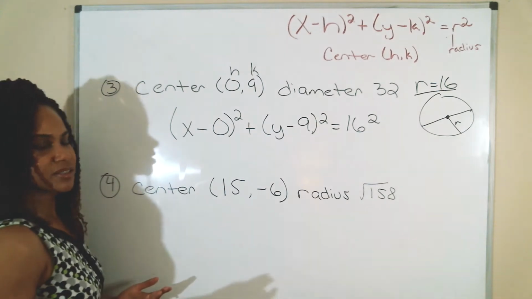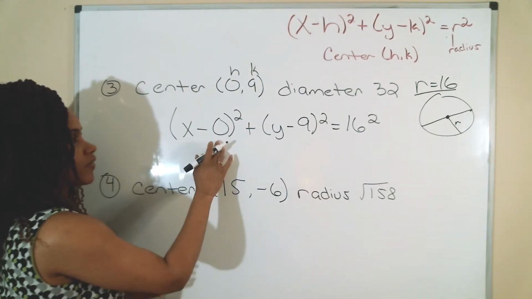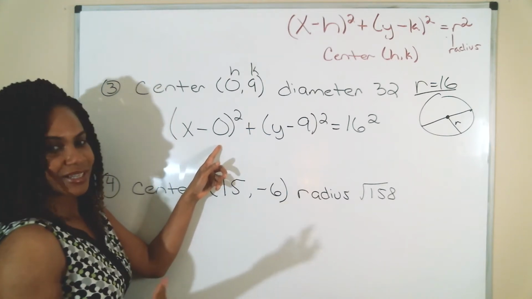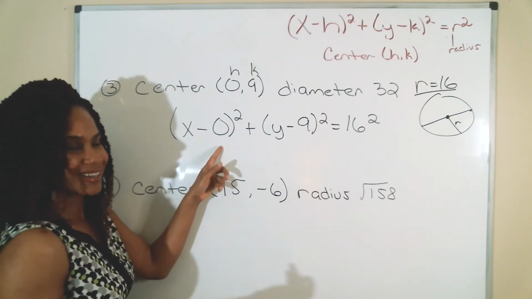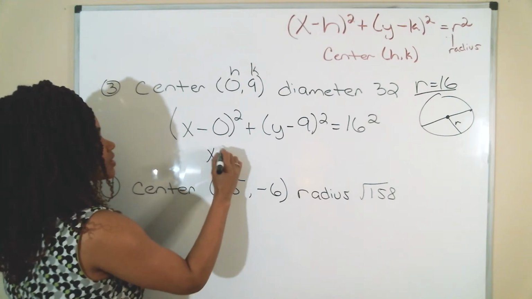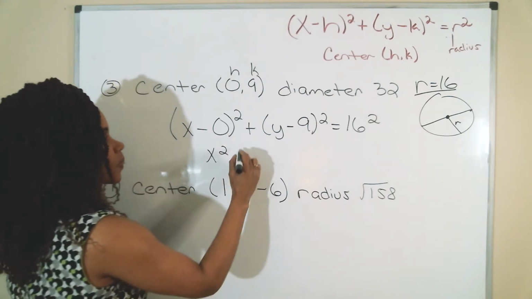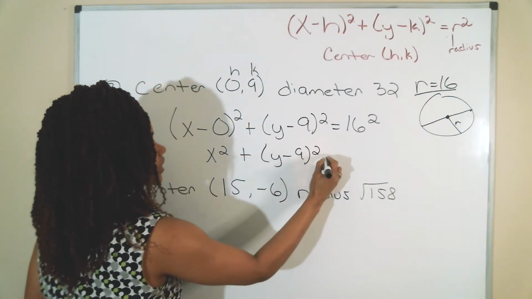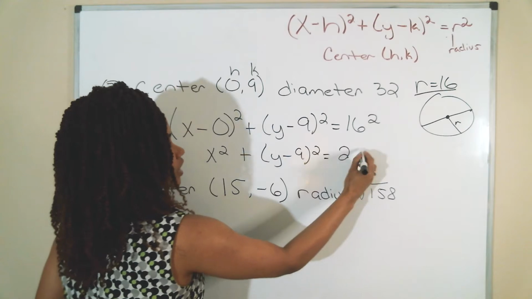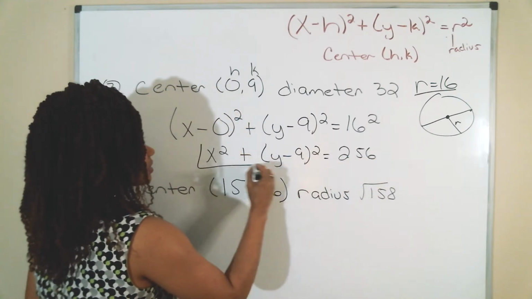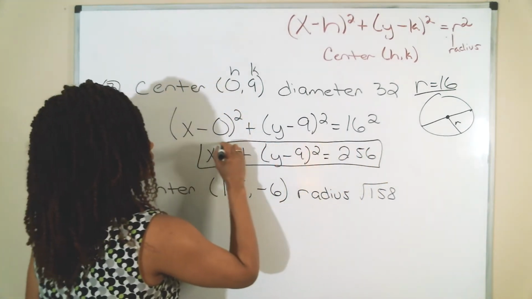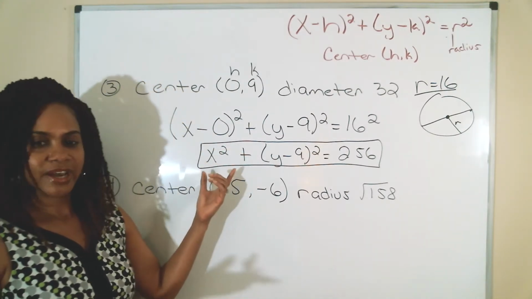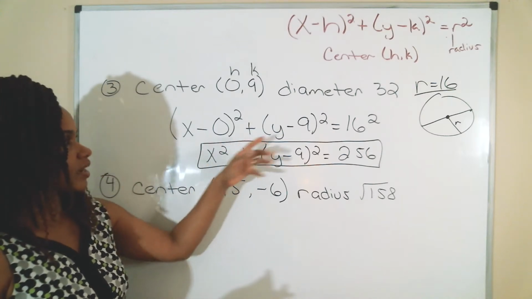I'm going to simplify this a little more. If one of our values is 0, we don't need it. So to put it as simply as we can, we just write this as x squared. We don't need that 0. Plus y minus 9 squared is equal to 16 squared, which is 256. So that is this equation in standard form. So you don't necessarily have to have both parentheses if one of your values is 0.